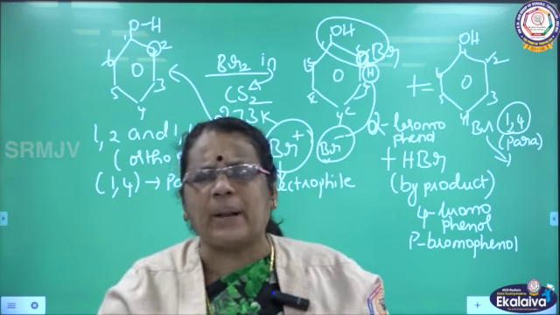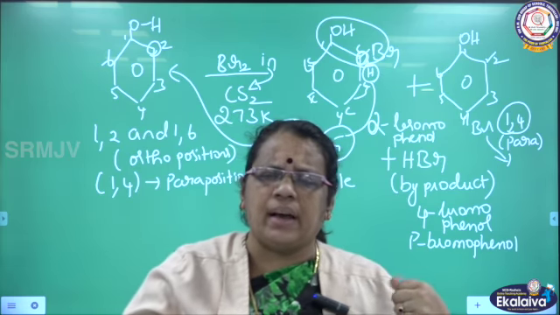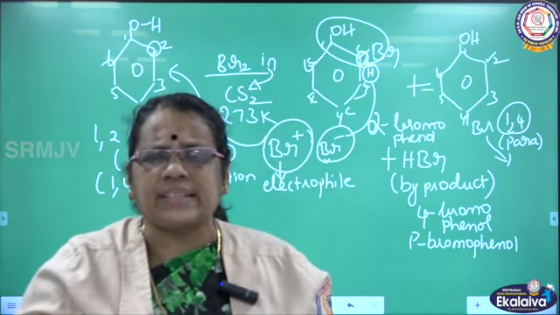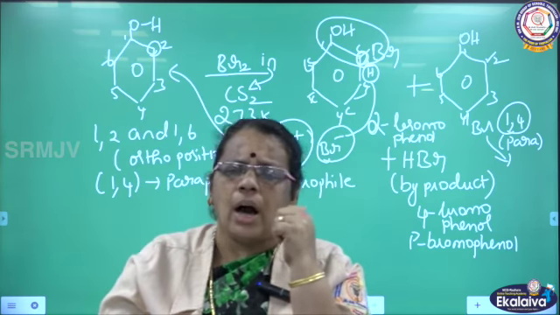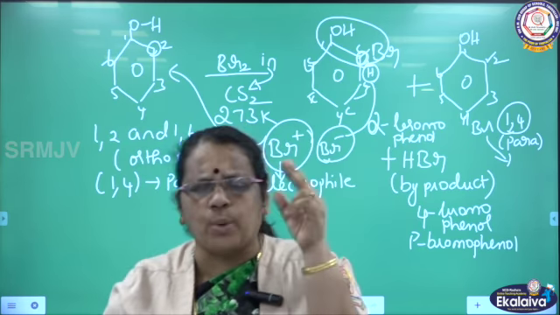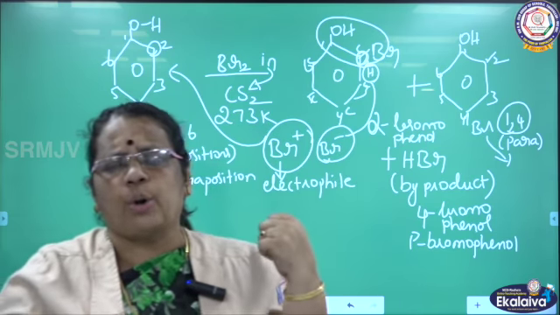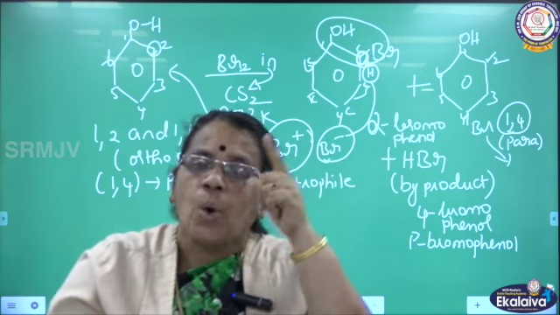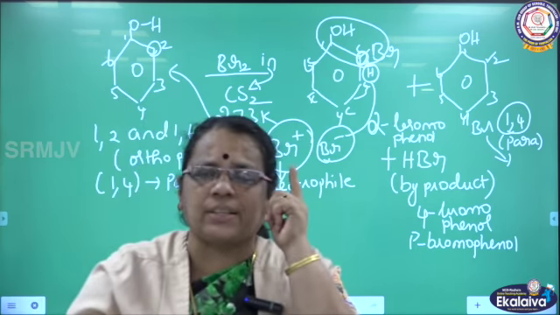So this Br plus, there are 2 possibilities. It will attack the benzene ring either in the ortho position or para position. In such a case, there are 2 possibilities. You will be getting ortho-bromophenol or 2-bromophenol and para-bromophenol or 4-bromophenol. Here the substitutions are taking place at 1, 2 ortho and 1, 4 para positions.